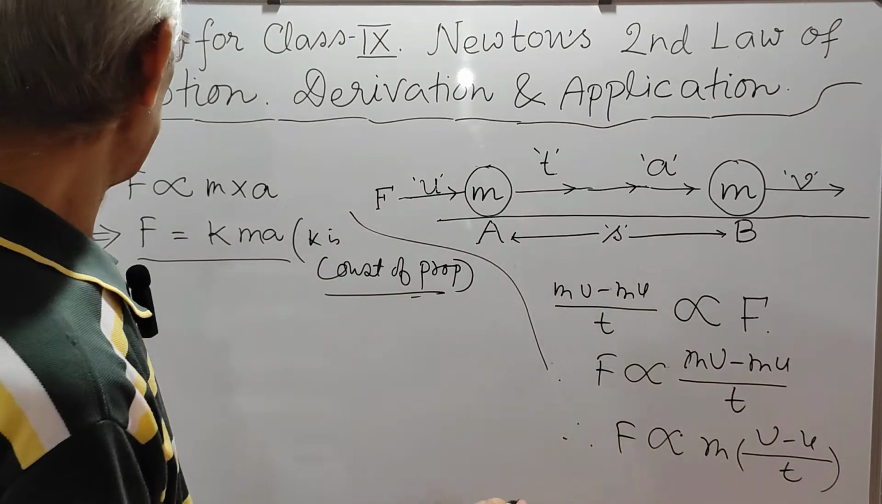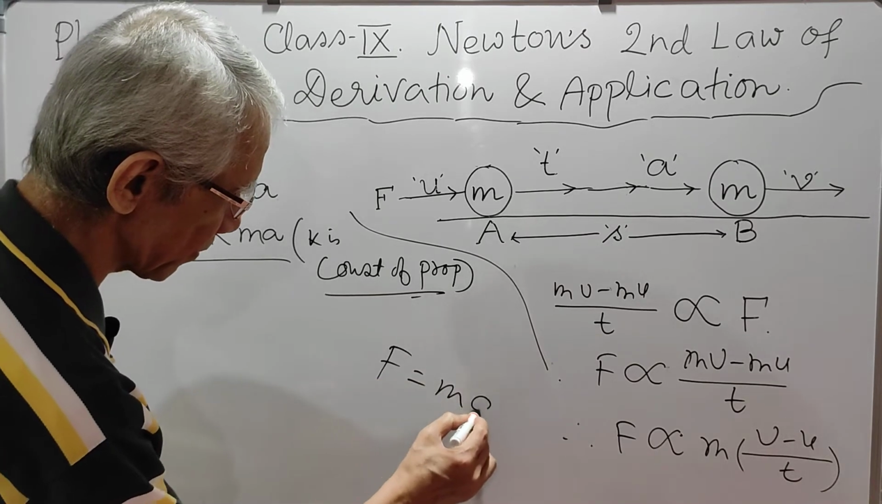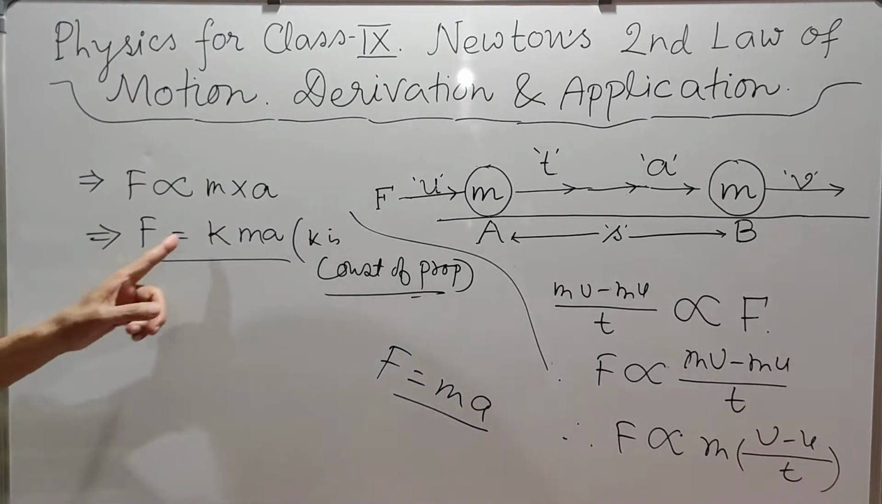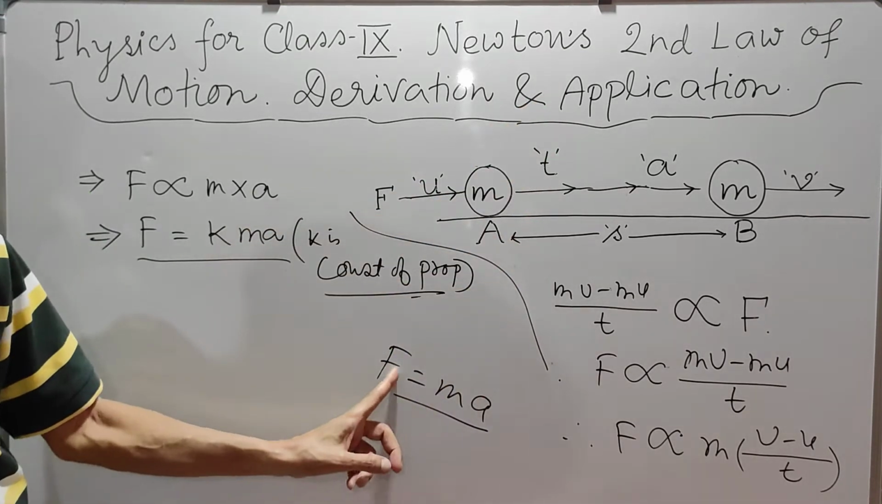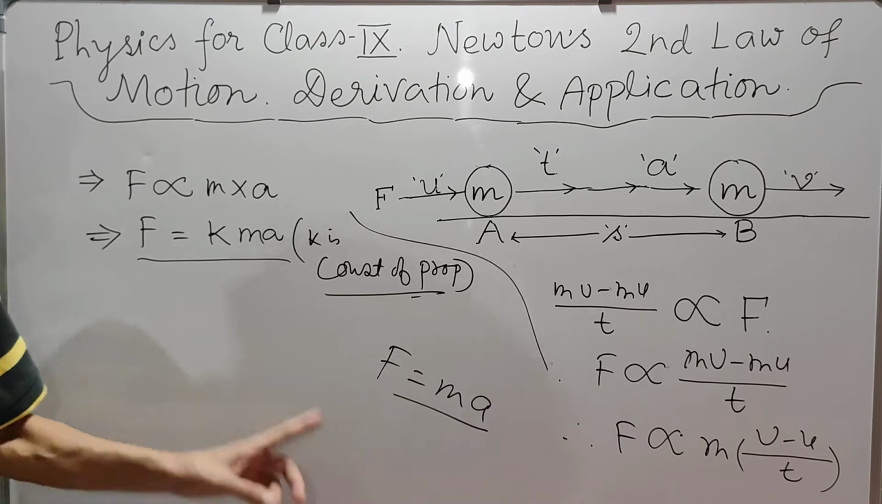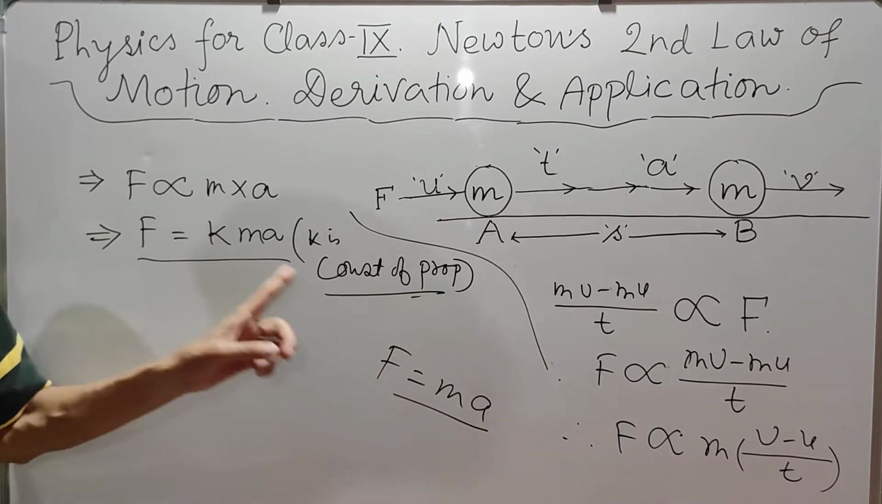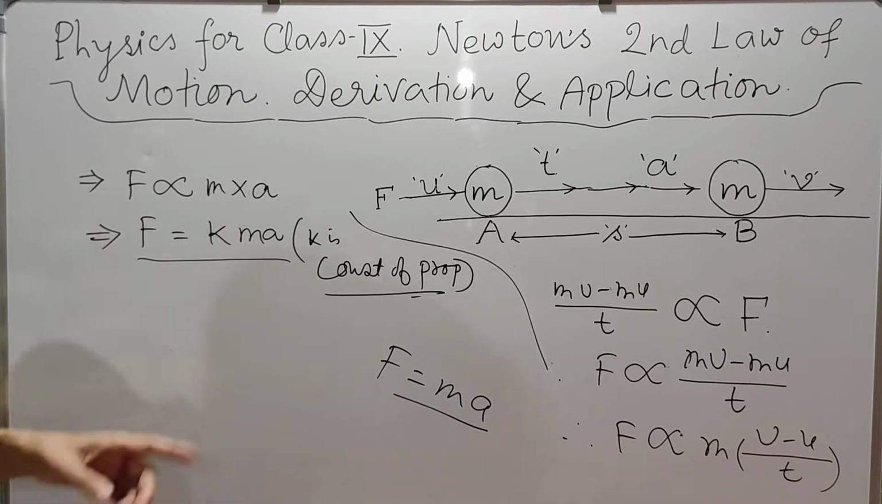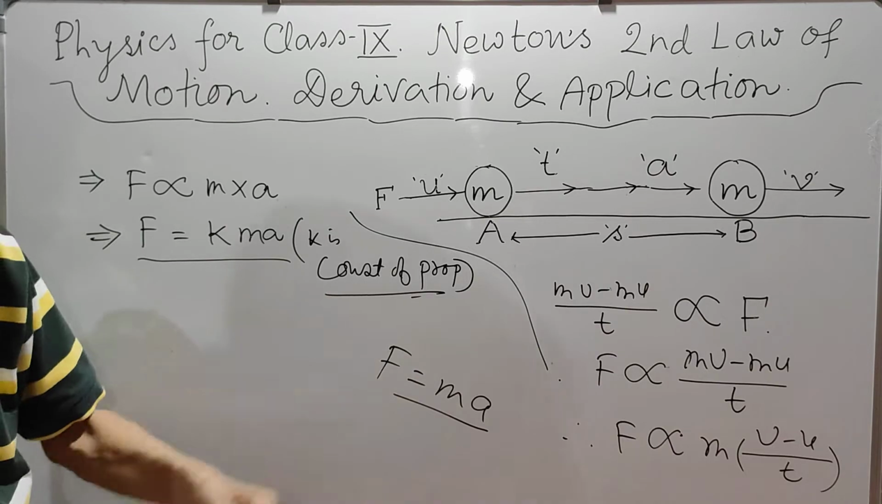But as I told you in the beginning, we have to get the formula F equal to ma. We got F equal to kma, but we have to get this formula. This is the formula for the second law, F equal to ma, mass into acceleration. Now how to remove this k? We can remove k if we make k equal to 1. Suppose the value of k is 1, then F will be equal to 1 into ma, that means ma.